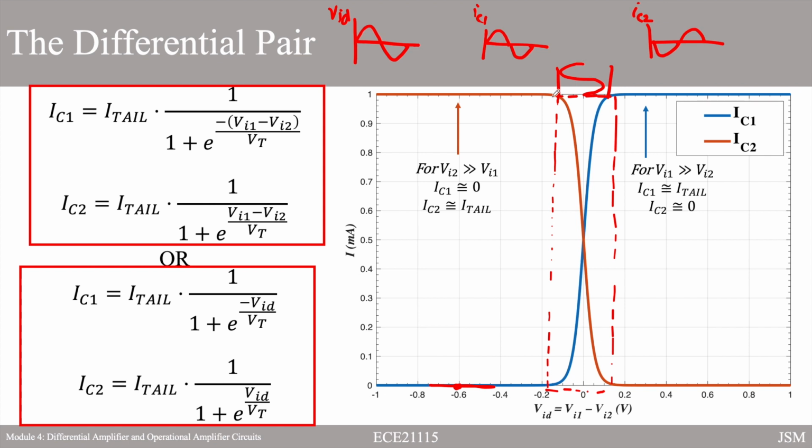So, if the input differential signal's amplitude exceeds this limit, mangyayari is magkakaroon tayo ng distortion. Okay? So, nagkakaroon ka ng clipping dito sa mga currents natin. In effect, nagkakaroon tayo ng clipping sa ating output voltage. So, ayaw natin yun, di ba?